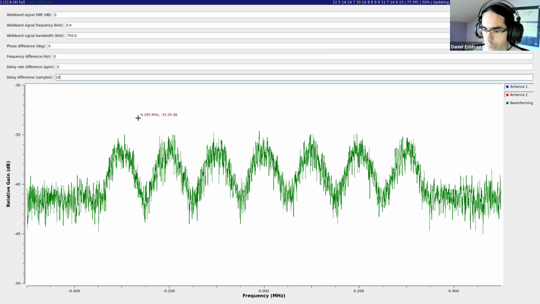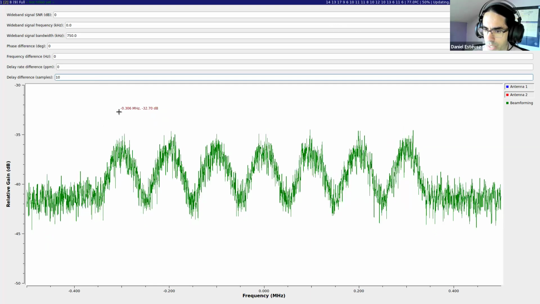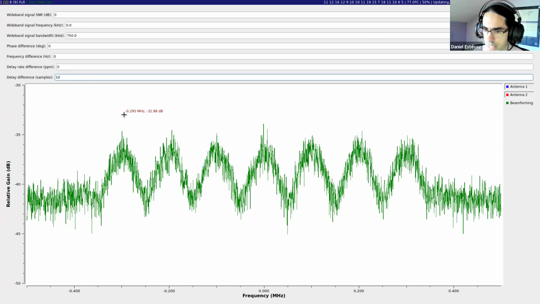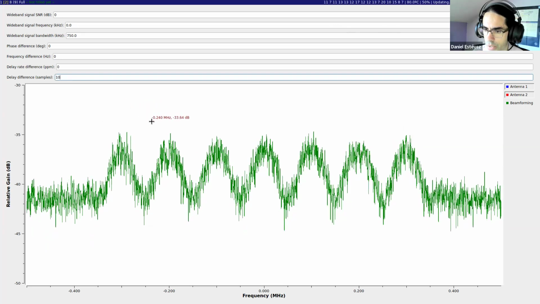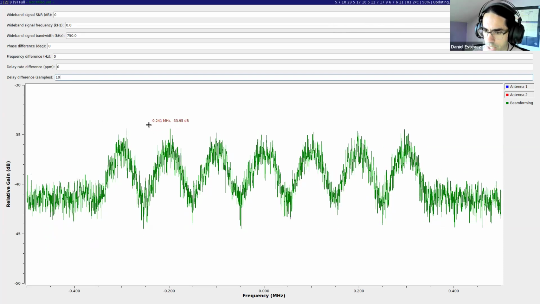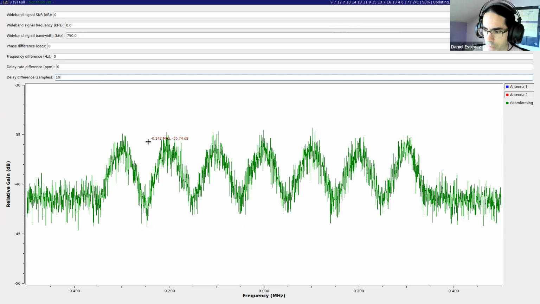But you can imagine that what is happening here is at some particular frequencies, this delay causes a phase difference which is close to 0. And so the signals add together. And then at some others, there is cancellation because the phase difference is 180 degrees.